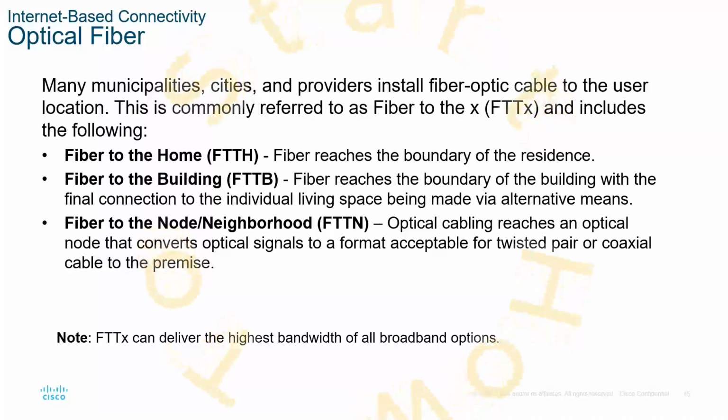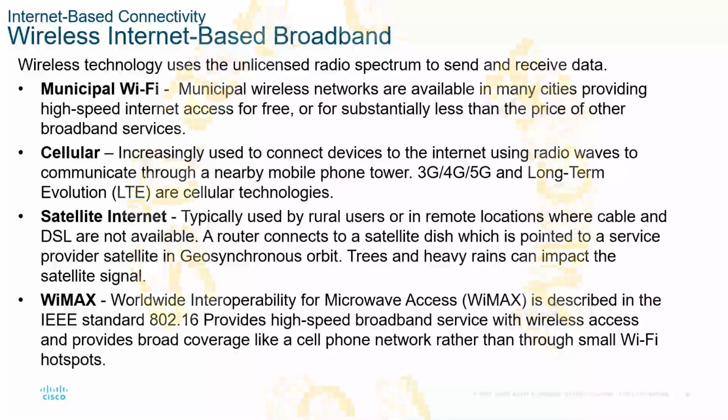Other forms of our internet-based connectivity are, again, municipal wireless, again man-based wireless, cellular using 3G, 4G, 5G, LTE, other broadband cellular technology. We have our satellite, we also have our WiMAX. Again, WiMAX is going to be using our 802.16, that's high-speed broadband using wireless signals.